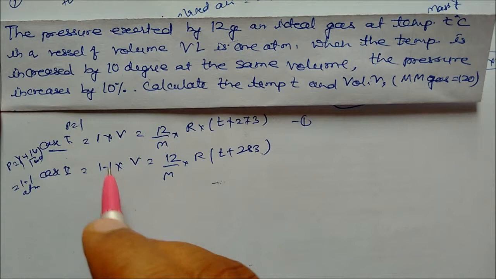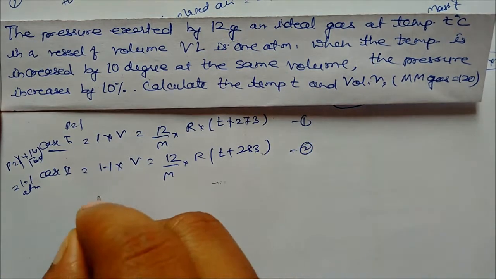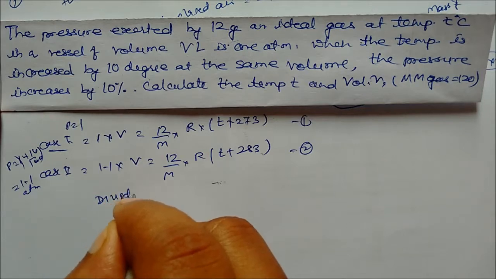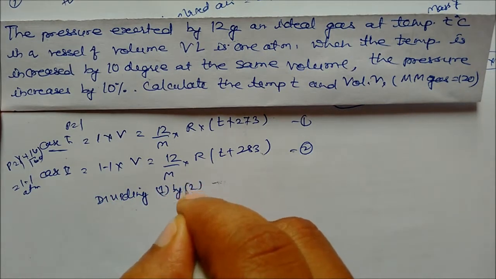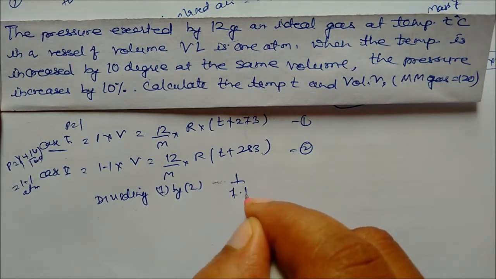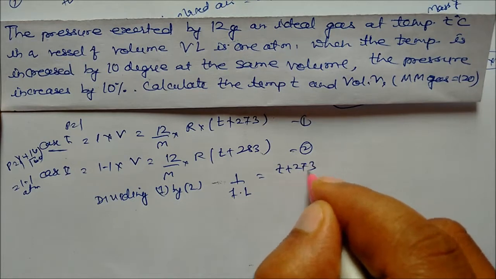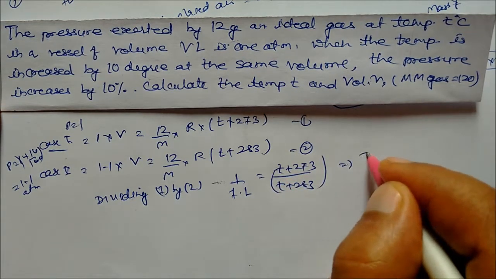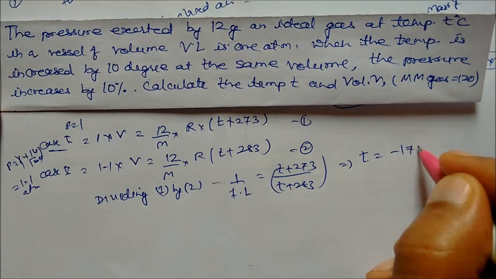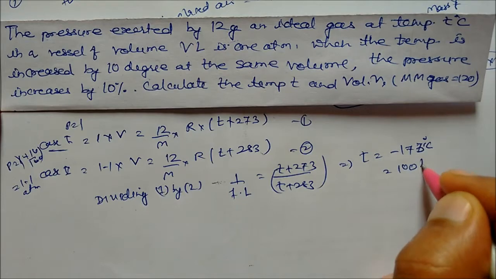So two equations are there. So we will cancel and divide, case 1 by case 2. So you will get 1 by 1.1 if you divide it. So here you will get T plus 273 divided by T plus 283. So we will get the temperature. On solving, the temperature is minus 173 degrees centigrade, or it will be 100 Kelvin.